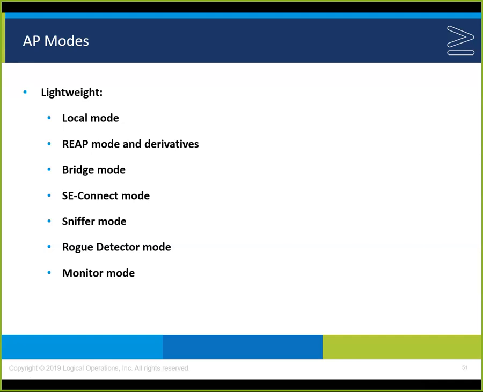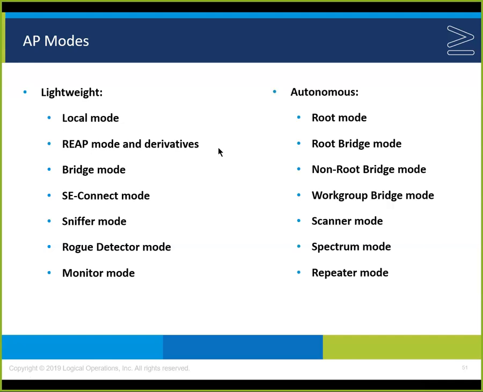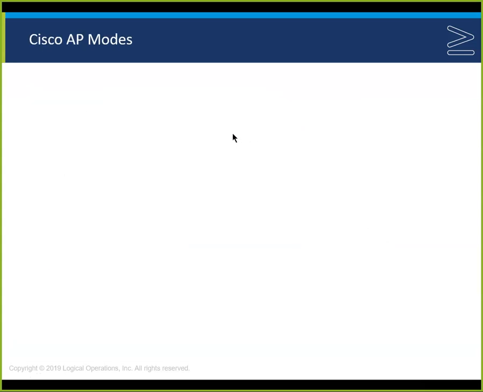Sniffer mode, rogue detector mode, and monitor mode. In autonomous mode, we can have root bridge, non-root bridge, and workgroup bridge. All this bridge business should make sense. Scanner mode, spectrum mode, or repeater mode. So what can we configure with these? This is certainly more than I can with mine at home, and probably more than you can with yours at home, but there are a number of different modes available to these things.